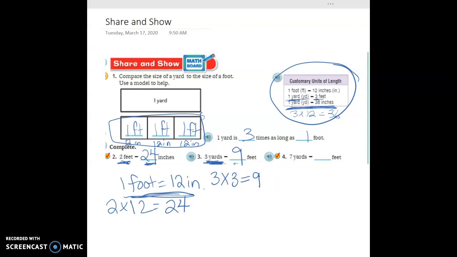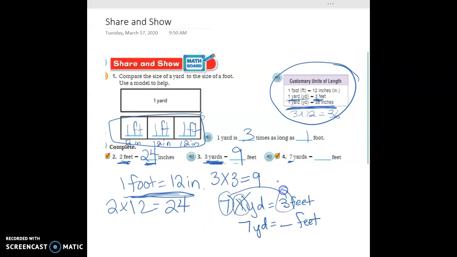I know this is kind of a little bit tricky to wrap your head around, but I know you can do it. So 7 yards. Well, we know that there's 3 feet in 1 yard. Now we have 7 yards equals how many feet? We have to fill in the blank. Well, we already know, so pretty much instead of 1, we have a 7. So then we take 7 times 3, which gives us 21. So we know that there's 21 there.